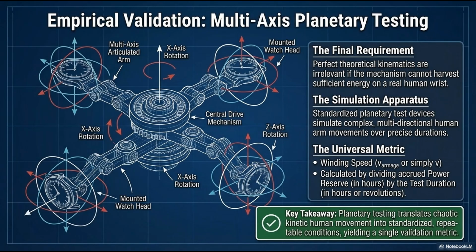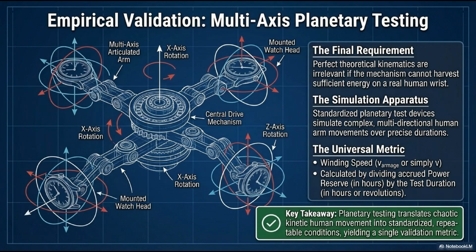But how do watch manufacturers prove it actually works on a human being? We move to empirical validation, multi-axis planetary testing. The final requirement is harsh. Perfect theoretical kinematics and beautiful gear ratios are completely irrelevant if the mechanism cannot harvest sufficient, real-world energy on a living, breathing human wrist. But human wrists are chaotic and impossible to standardize.